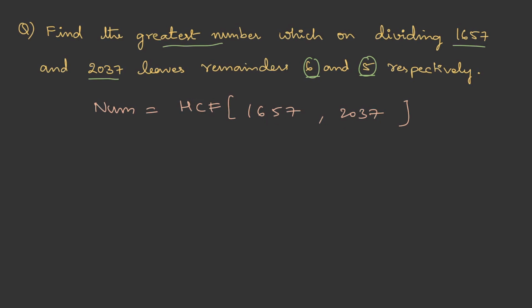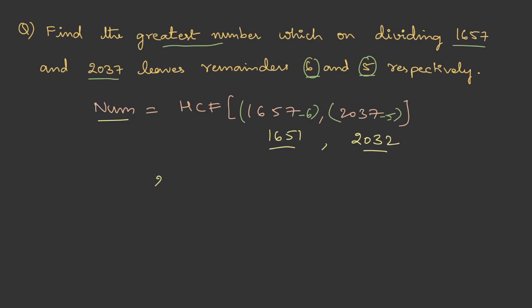So what we will do is subtract the remainders from these numbers. So this becomes 1651 and this becomes 2032. Now these two numbers are perfectly divisible by the HCF. So if we can find the HCF of these two numbers, that is the required number and that is the answer. So let me go with the division method.